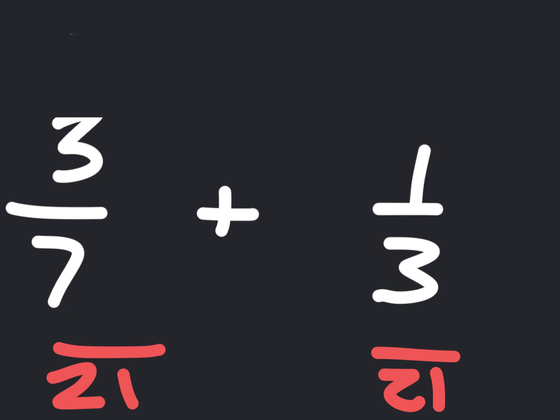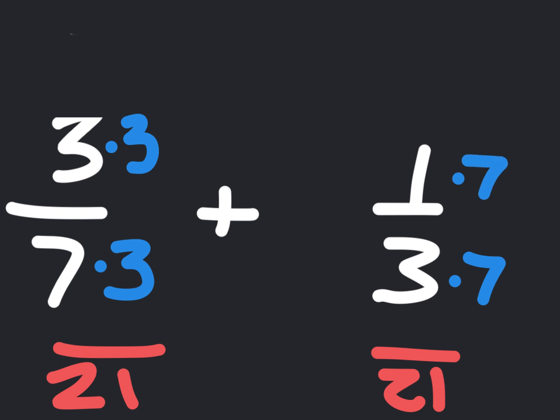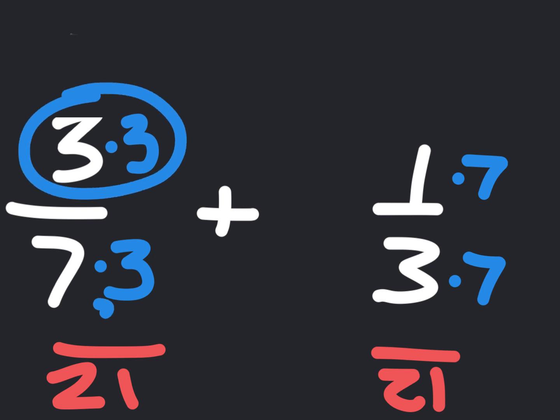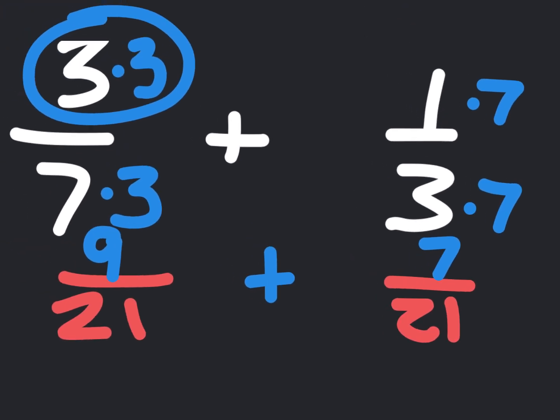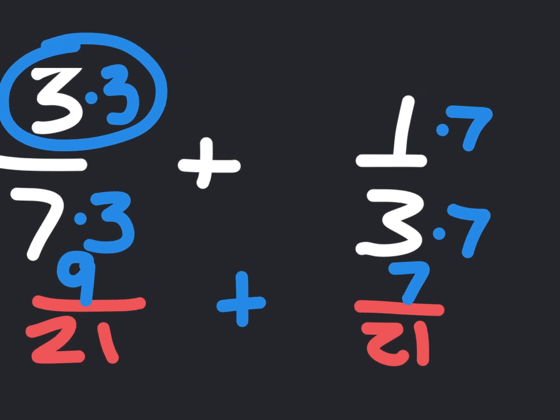7 times 3 is 21. And then you got to think back to, what did I just do to this? Oh, I times it by 3. So you have to times this by 3. And times this by 7, times that by 7. That tells you what's on top. See how 9 goes here? 7 goes there. When it's add, 9 plus 7 gives you, let's see, 16. And then 16 over 21 is your answer. Do you get how I got that?